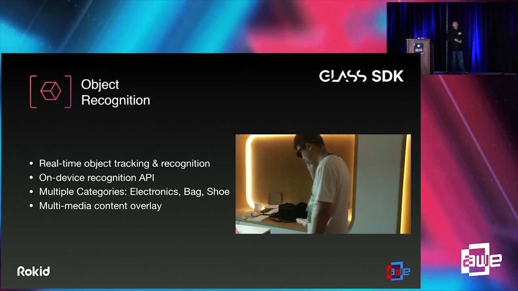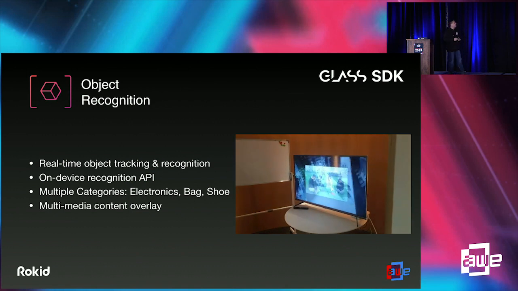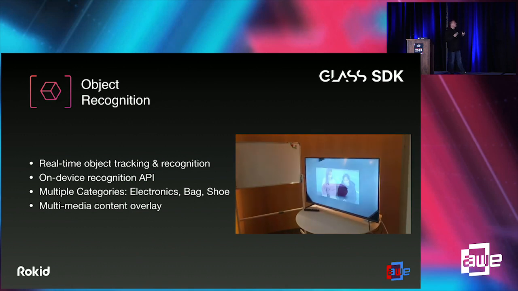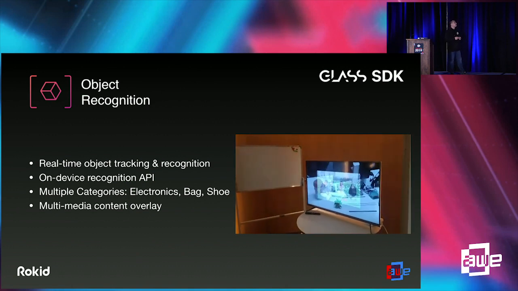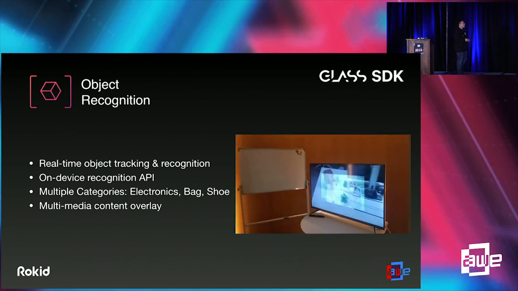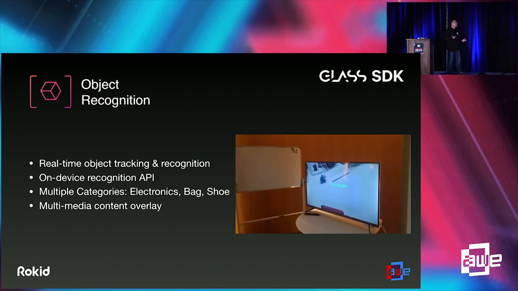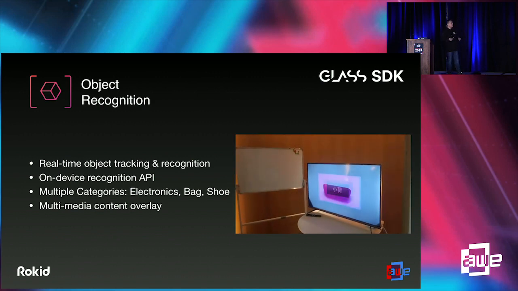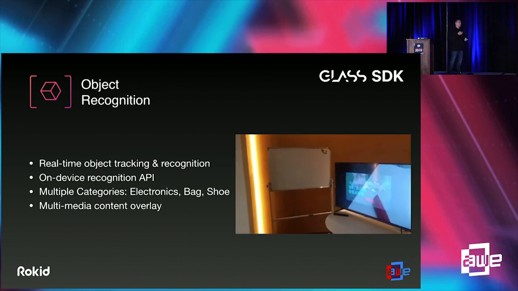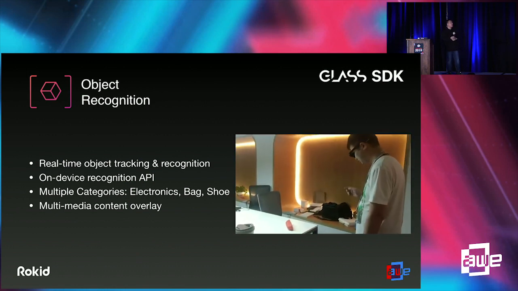The next one is our SDK provides an offline on-device recognition API, which can help you detect and recognize any subject from the trained data center. You will see we offer real-time object tracking and recognition, and it covers multiple categories, including electronics, bags, shoes, and anything else. Plus, you can also support multimedia content overlay, not only images and video, but also 3D images and 3D video as well.